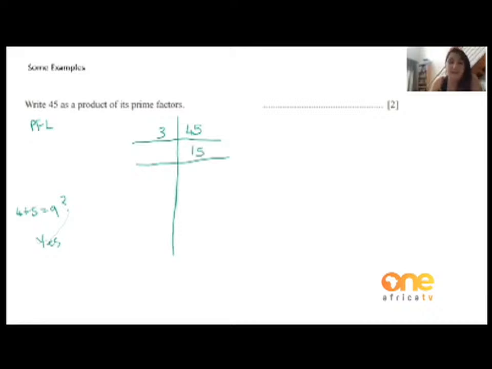Cool. Is 15 divisible by 2? No, 2 is even. It is divisible by 3, divisible by 3 five times, and 5 is divisible by 5 once. And so I can say that 45 is equal to 3 squared times 5, and there I will get all of my marks. Okay, next question.